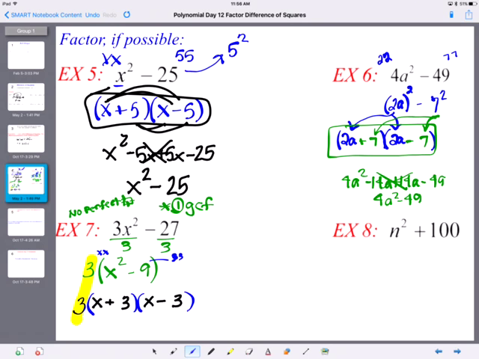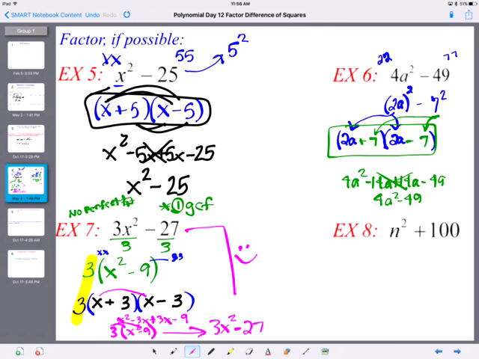So now I want to re-look at my problem and make sure it distributes back nicely. So x times x is x squared minus 3x plus 3x minus 9 combines to x squared minus 9. But then don't forget, I have to also distribute my 3 back to these. So I get 3x squared minus 27, which looks like my original answer.